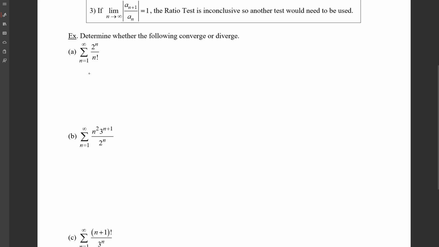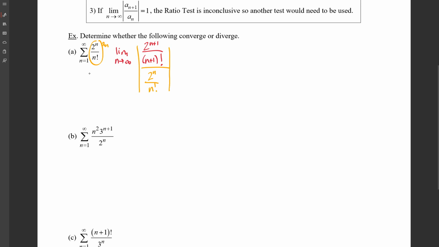How do you do the ratio test? You take the limit as n goes to infinity of your a sub n plus 1. So everywhere there's an n, you're going to replace it with n plus 1. So this will be 2 to the n plus 1 over n plus 1 factorial. And then you're going to divide that by a sub n, your original a sub n. Anywhere there's an n, you put in an n. So that's 2 to the n over n factorial. The absolute value of that.